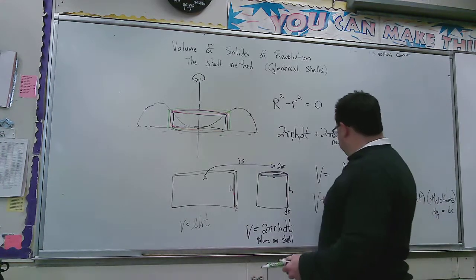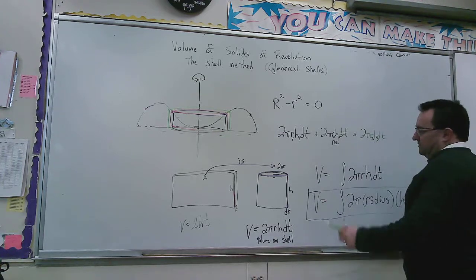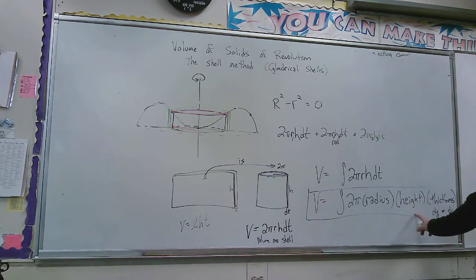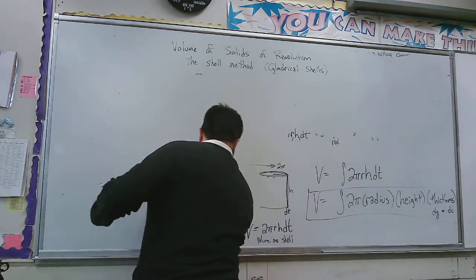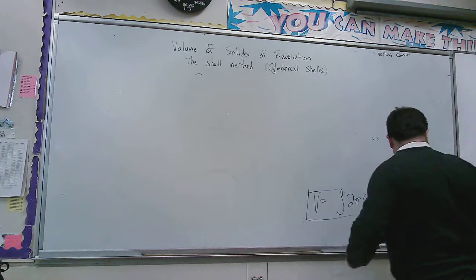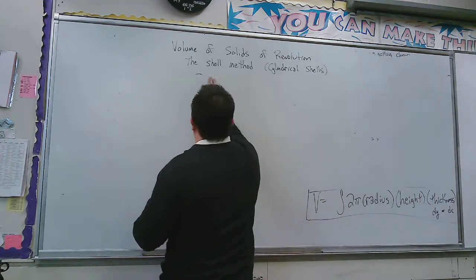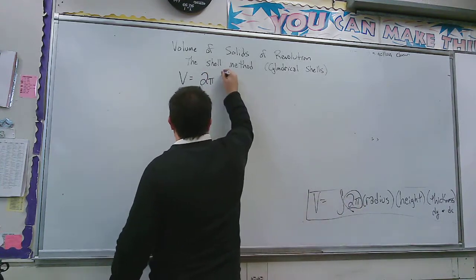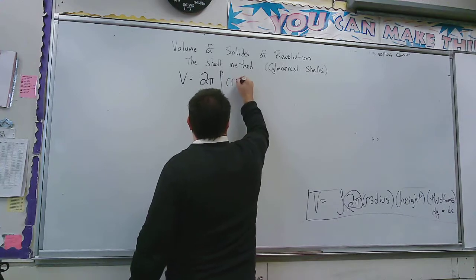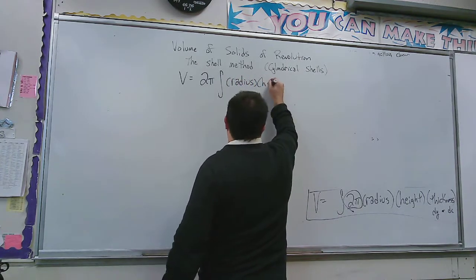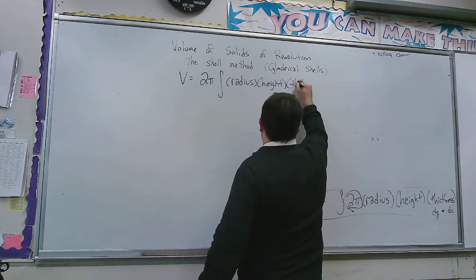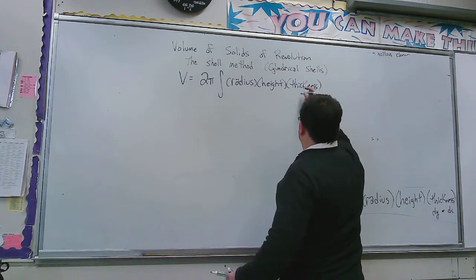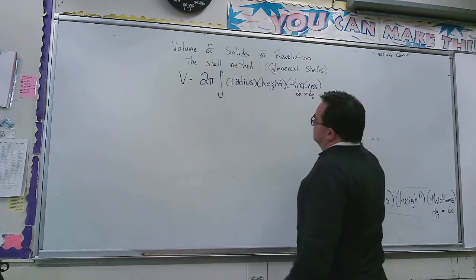All right, that is hugely important. That is so important, I'm going to erase everything else, and I'm going to take this because this is our main equation. So volume, now 2 pi is a constant, so I'm going to pull that outside of the integral. This will be radius times height times thickness, which will always be a dx or dy for us, right?